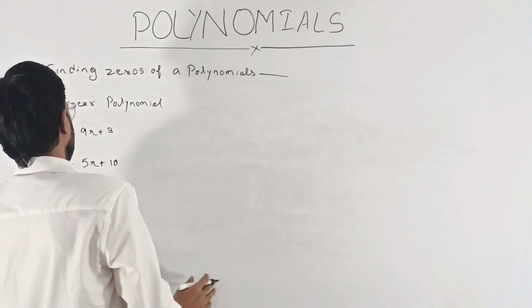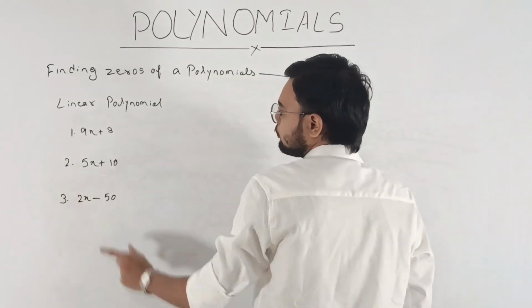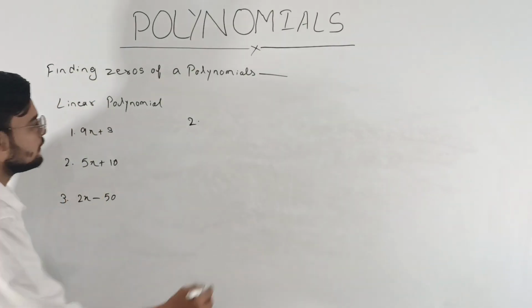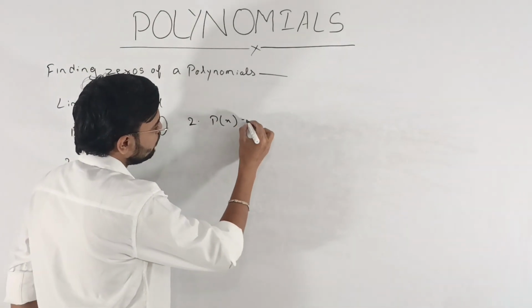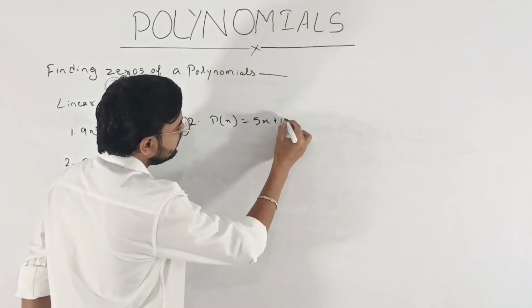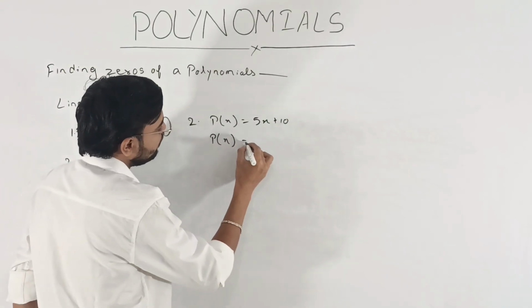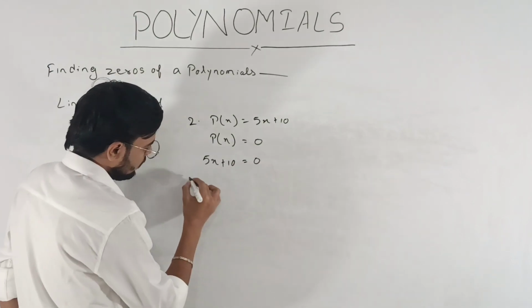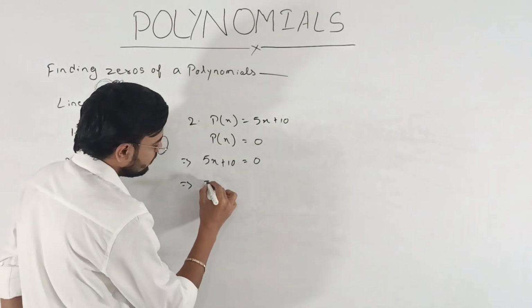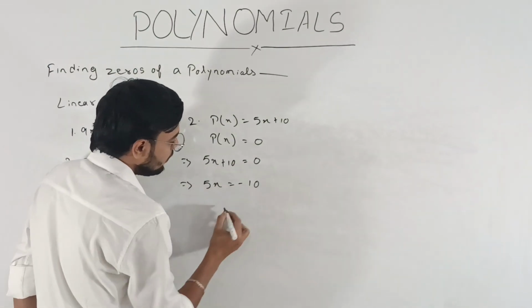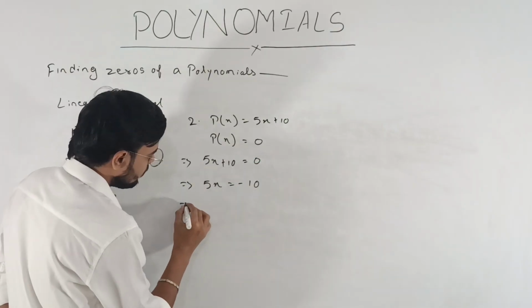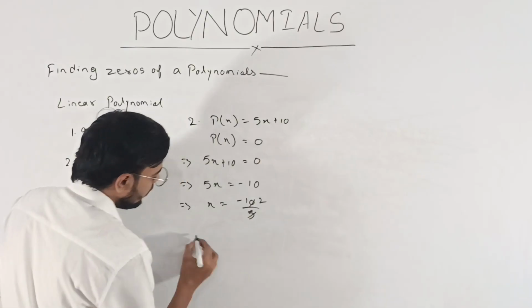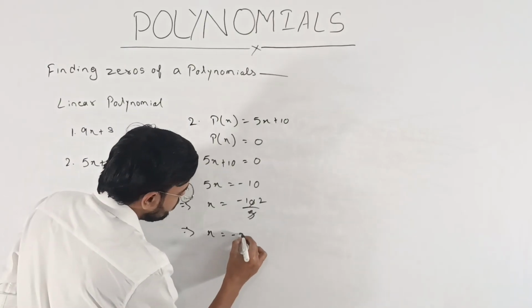Now let's solve our second example. The second polynomial is p(x) equals 5x plus 10. Now set p(x) equal to 0. Then 5x plus 10 is equal to 0. From here, 5x is equal to minus 10, so x is equal to minus 10 upon 5. 5 twos are 10, so x is equal to minus 2.